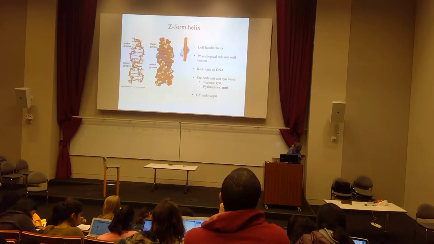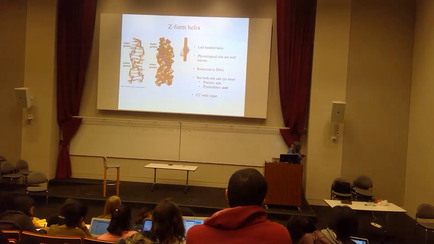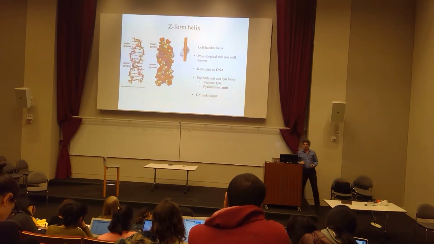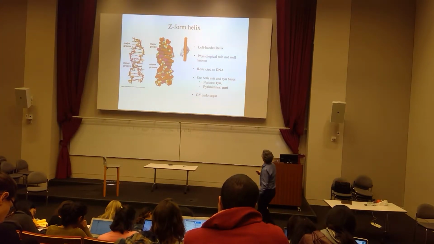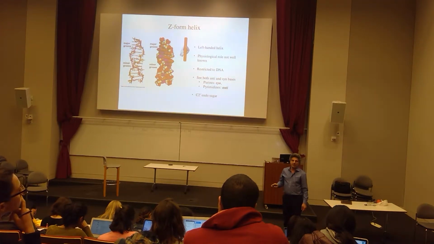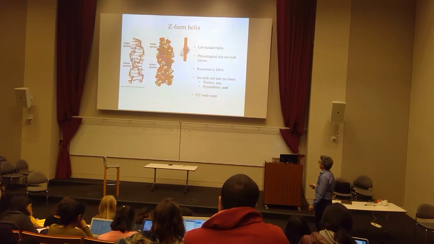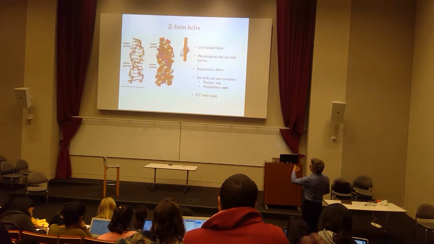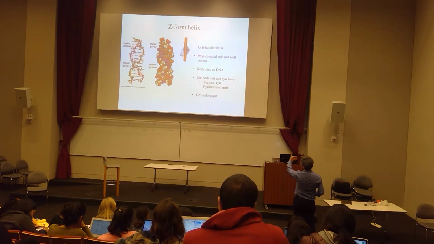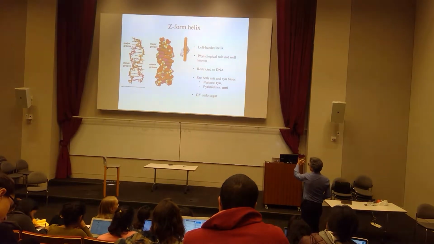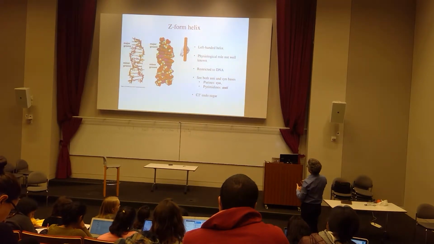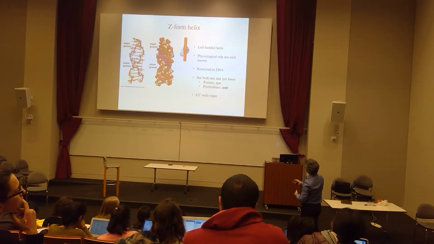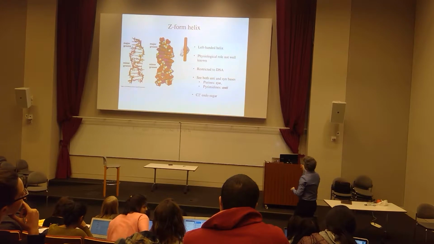So in Z form DNA, this is a third form of DNA secondary structure. We have a left-handed helix. Both A form and B form DNA are right-handed helices. This is a left-handed helix. Here, once again, is that little way to look at helical structures, where you point your thumb down the helix axis and then wrap your fingers around it. And this is going around towards the left, right?